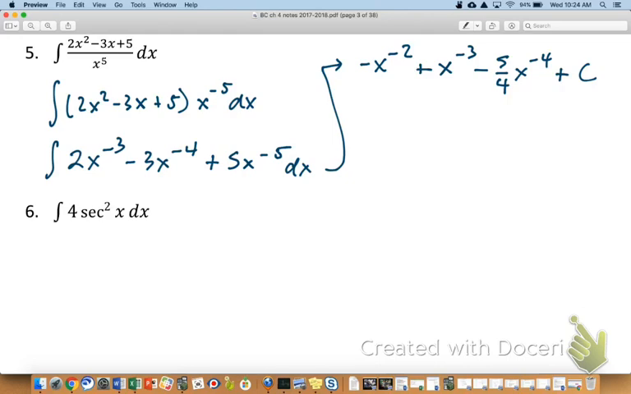Okay, questions on that one, number 5. So we were talking about number 6 up here. Veterans especially, would you agree that number 6 is very dependent on recognizing that secant squared is something special? You'd have to look at that and say, secant squared, oh wait a minute. Secant squared is the derivative of what? Right, and so the antiderivative of that would have to be tangent. So you'd end up with 4 times tangent of x plus c.